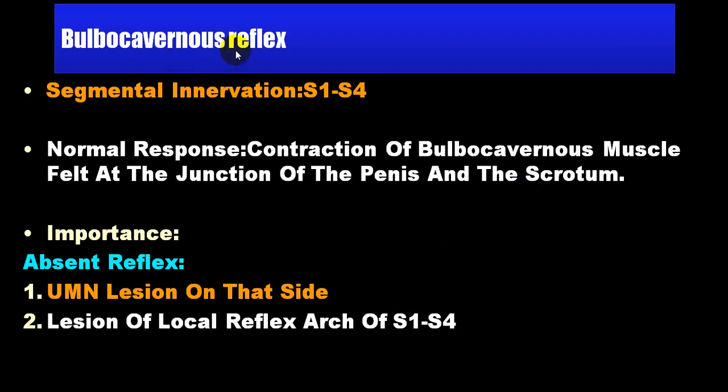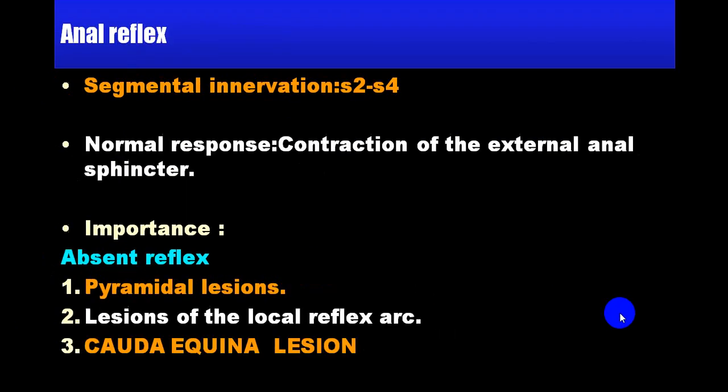Bulbocavernous is by and large not done, and in bulbocavernous the root value is S3, S4. Some say that it is right from S1 to S4. So damage to S1 to S4 will produce absence of reflexes, and it will also be absent in an upper motor neuron lesion. So when you pinch the bulbocavernous part, you get the contraction of the bulbocavernous muscle, and that is a positive response. And if it is absent, it is classical in case of an upper motor neuron lesion on that side.